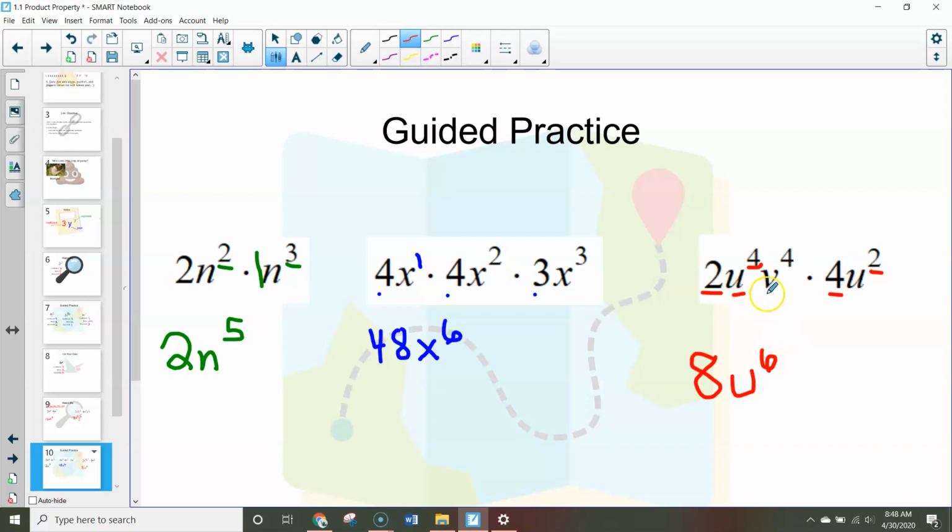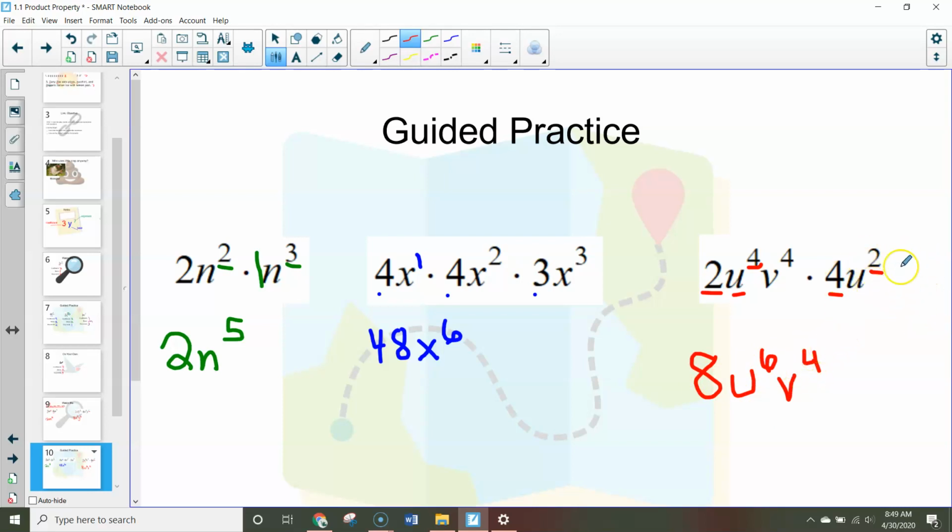Now the tricky part about this one is now next I've got a V. And so I have a V here, but I don't have a V over here, which makes it really easy. 4 plus nothing gives me 4. So it's 8u to the 6th, v to the 4th.